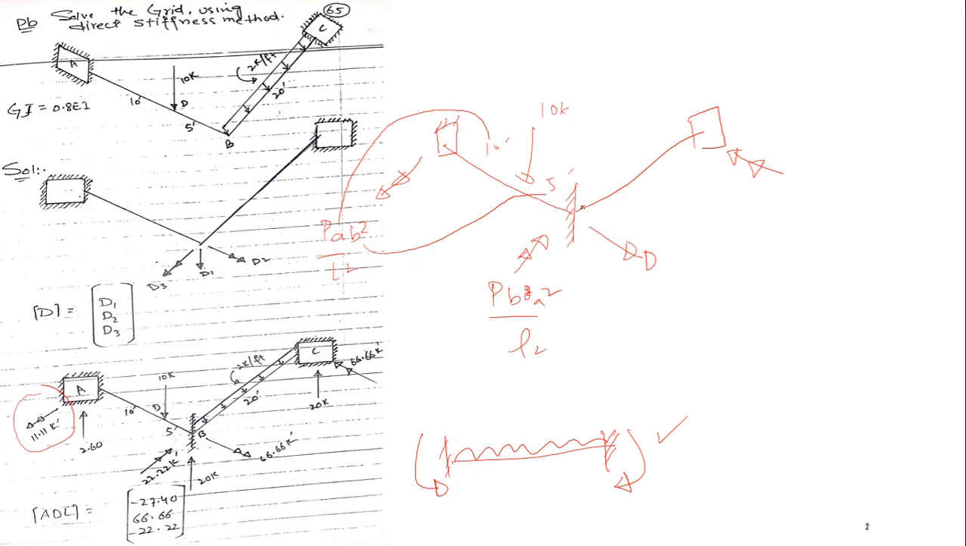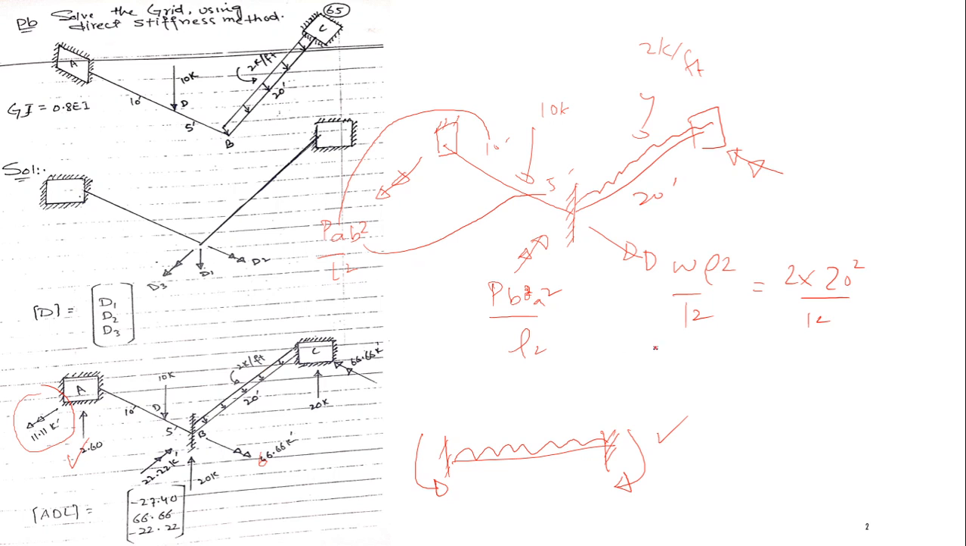For this case, I have a UDL here, and the magnitude of UDL is 2 kip per foot, and it is acting at 20 feet. So this would be WL square by 12. So 2 into 20 square divided by 12, and it comes out to be 66.66. The loads are balanced. 2 into 20 gives us 40, so this is 20 into 20, and you can find these reactions very easily.